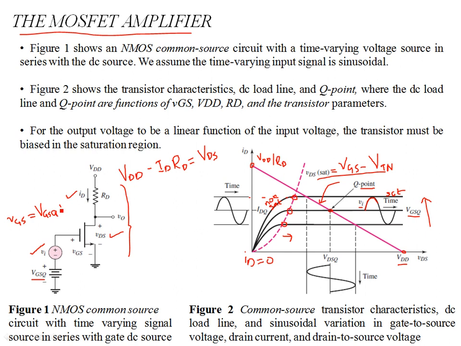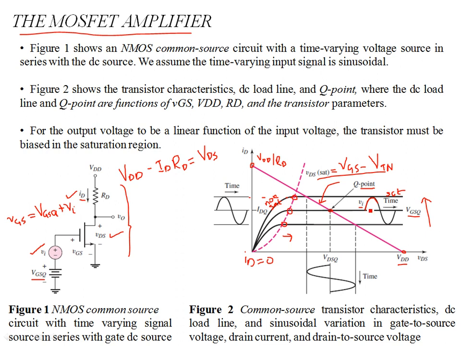Then in addition, we have an AC signal. Previously we have not talked about this AC signal. Now we have, and you will see that due to this AC signal, you will have an alternating ID, or the drain to source current.